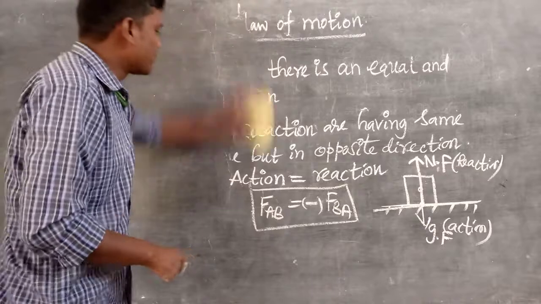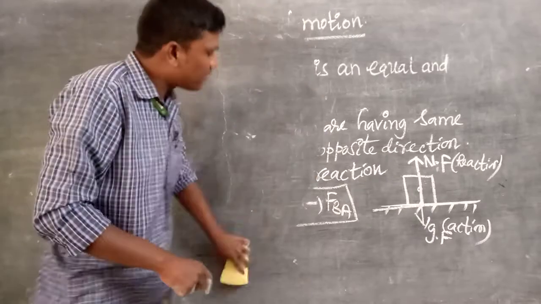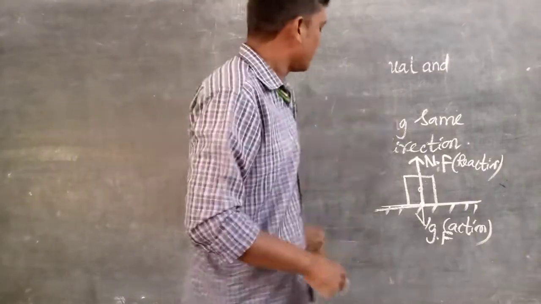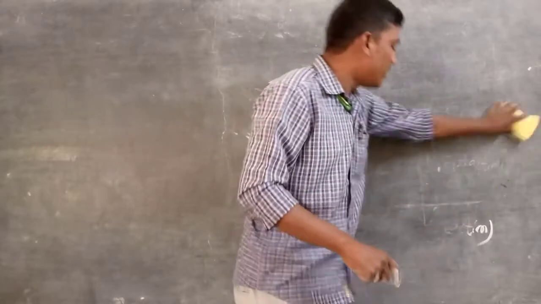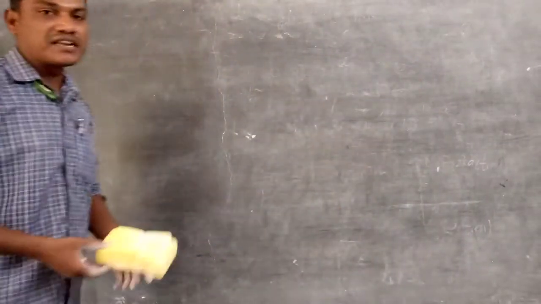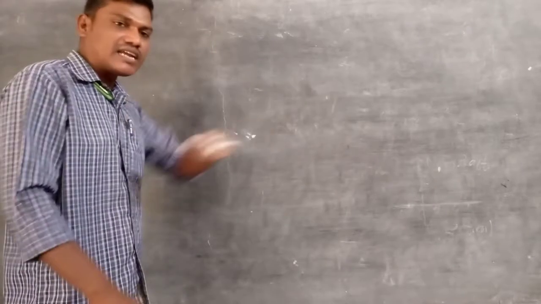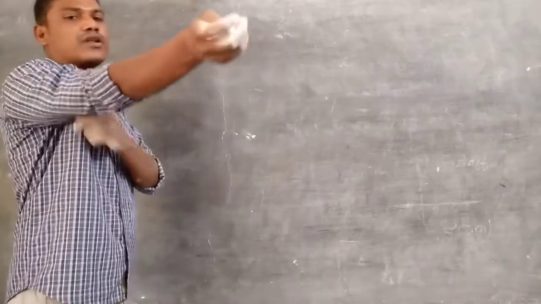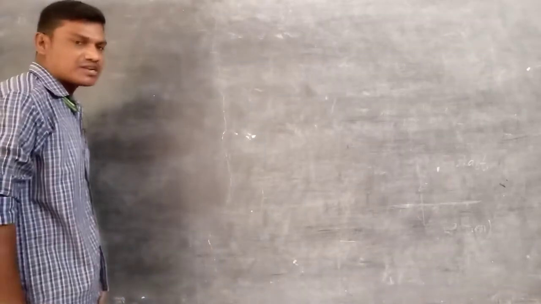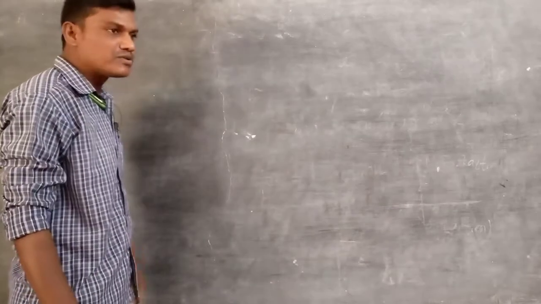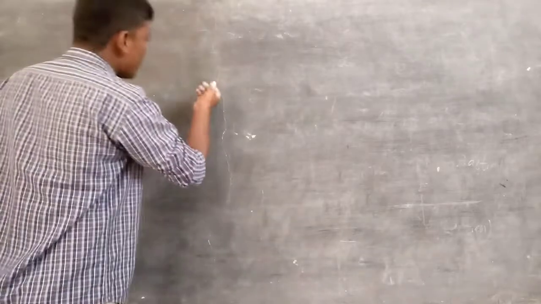In the same way we discussed, when you throw a ball towards the wall, if the ball touches the wall, immediately the ball rebounds back along the same path. Is it correct or not? That is also one of the best examples of Newton's third law of motion: for every action there is an equal and opposite reaction. Now we have discussed two activities.